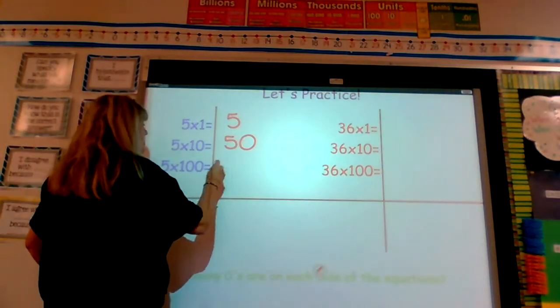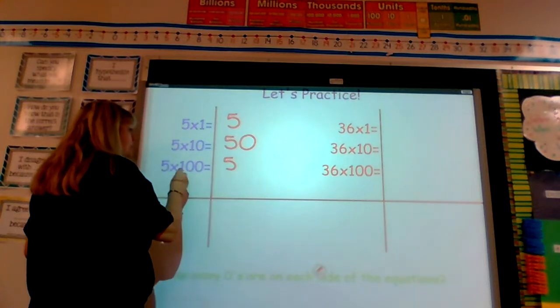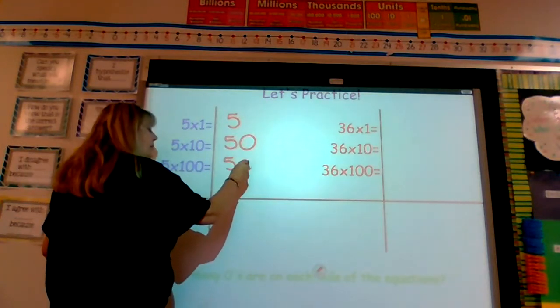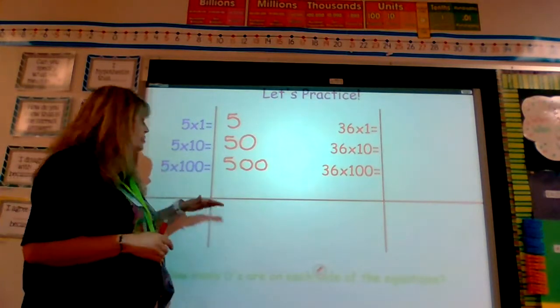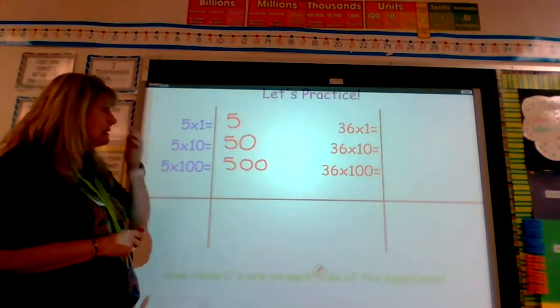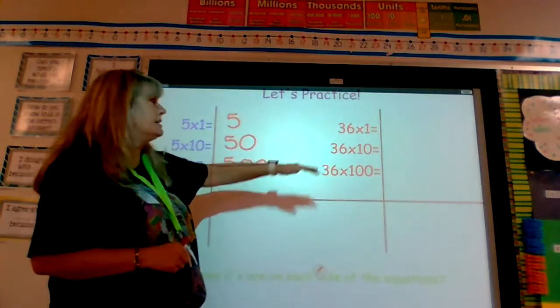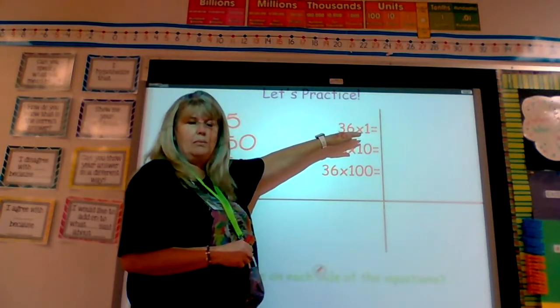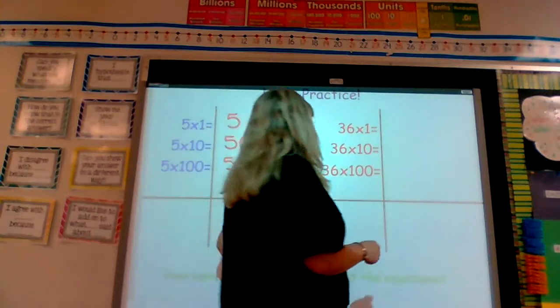Well, let's look at this one. We've got 5 times 100. Well, I know again 5 times 1 is 5, and if I bring both of those zeros over, then that means that 5 moved over 2 places on the place value chart, and it landed in the hundreds place. Okay, well, let's look at this one now. Ooh, this one's a little more challenging because we're not multiplying just 1 digit by 1 digit. We are multiplying by a 2-digit number.